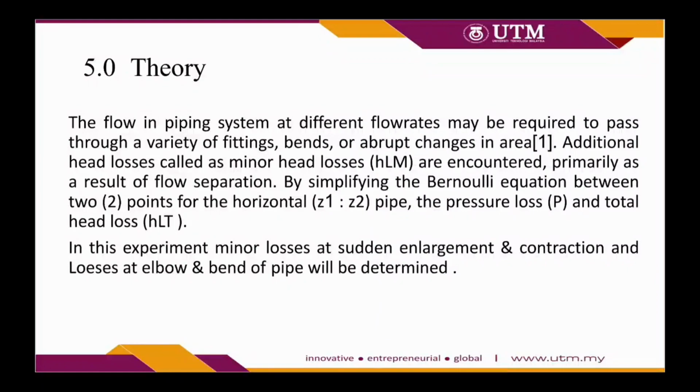By simplifying the Bernoulli equation between the two points for a horizontal pipe, where Z1 equals Z2, we get the pressure loss and total head loss. In this experiment, minor losses at sudden enlargement, contraction, and losses at the elbow and bend of the pipe will be determined.